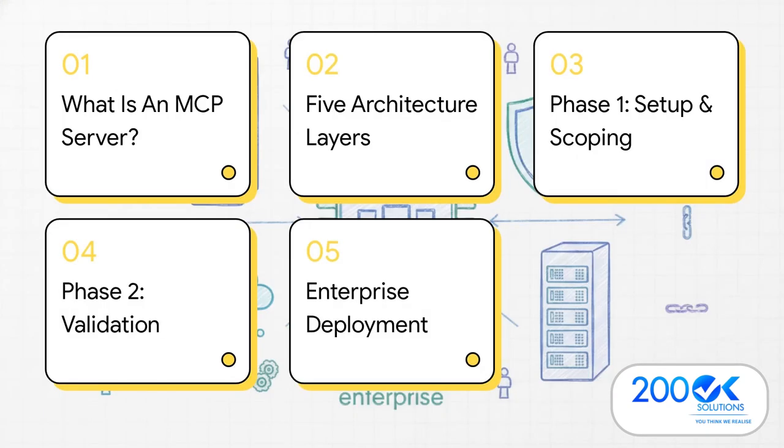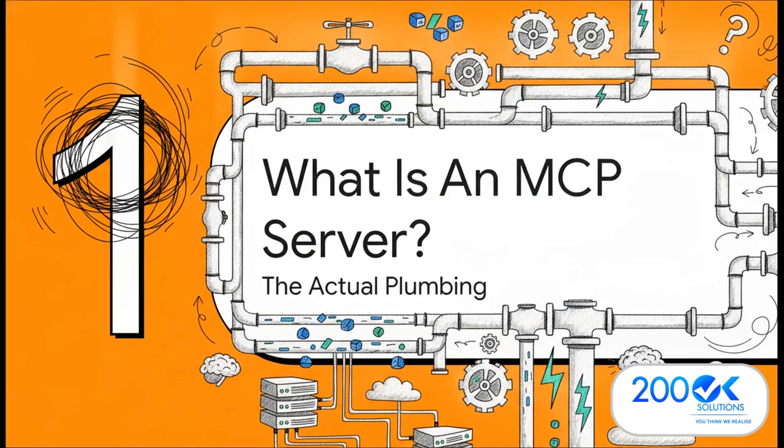So here's our blueprint for today. First, what exactly is an MCP server? Second, the 5 architecture layers. Third, phase 1, setup and scoping. Fourth, phase 2, validation and auditing. And finally, deploying for the enterprise. Simple enough, right? All right, kicking things off with section 1, what is an MCP server?